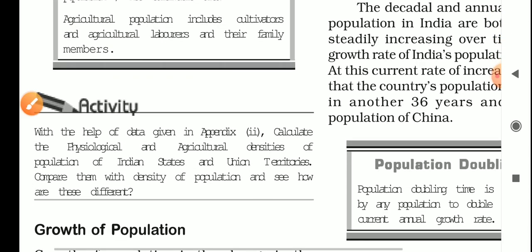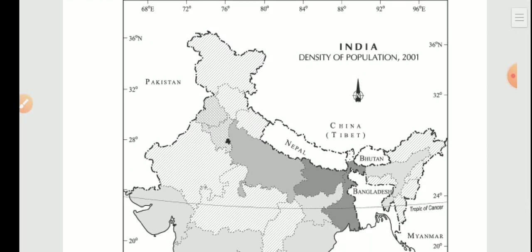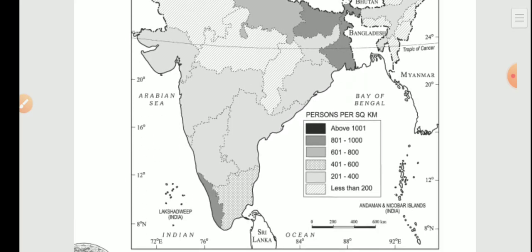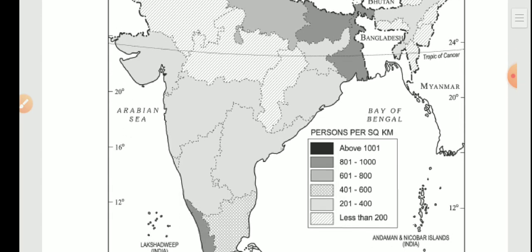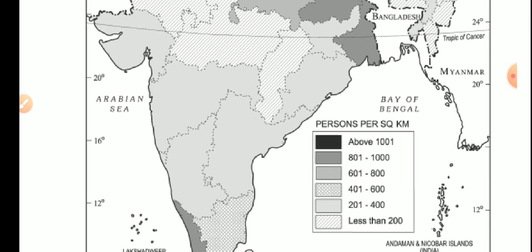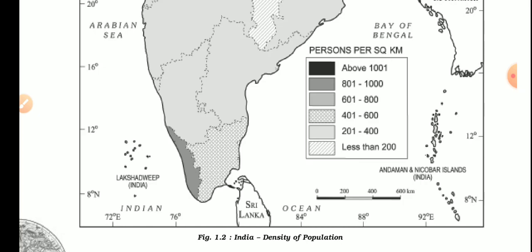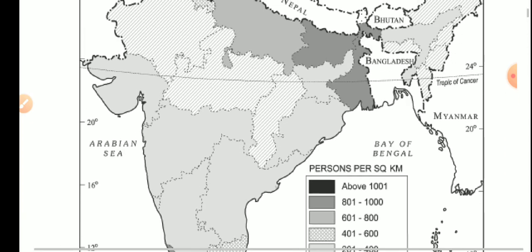Now come to this figure. This is the density of the population according to 2001. This is a choropleth map. We shade darker for high intensity and lighter for low intensity. First we classify the table. We have made class intervals: less than 200 is shown by this, 200 to 400 by this, 400 to 600 like that, and then we make the shading.